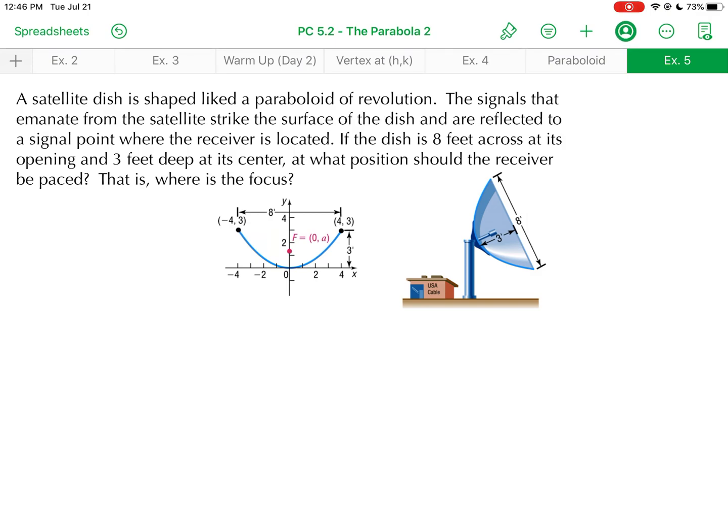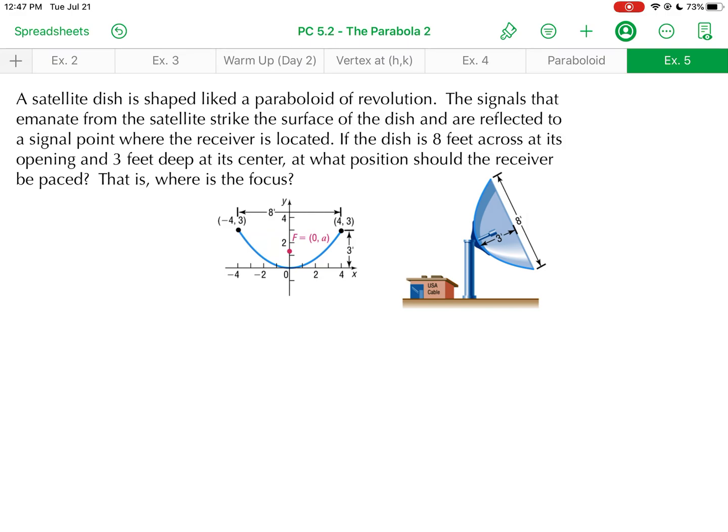What I've done is I've transitioned this into a parabola that's in the coordinate plane. And I made it easy on myself. I positioned it so that the vertex of the parabola is at the origin. All right. And then think about it. If the dish is 8 feet across and 3 feet deep, that leads me to 2 points on the parabola. They would be the points (4, 3) as well as (-4, 3). All right. Now understand, those 2 points aren't for the focal chord. These are just 2 random points on the parabola.